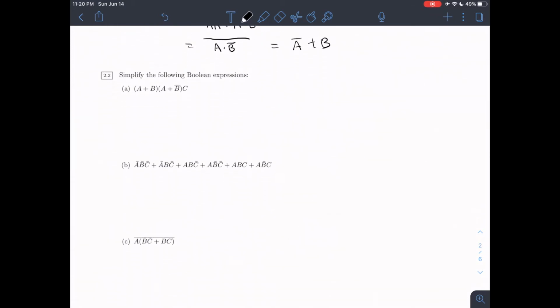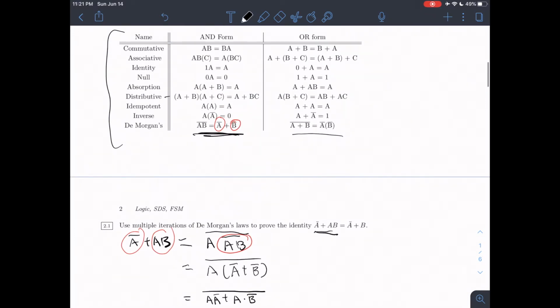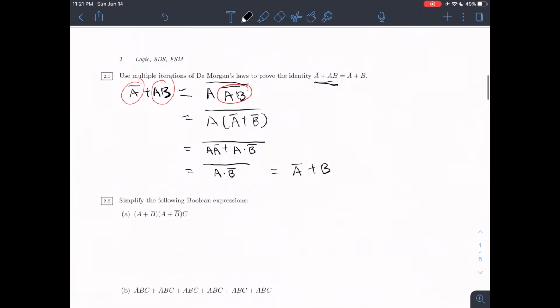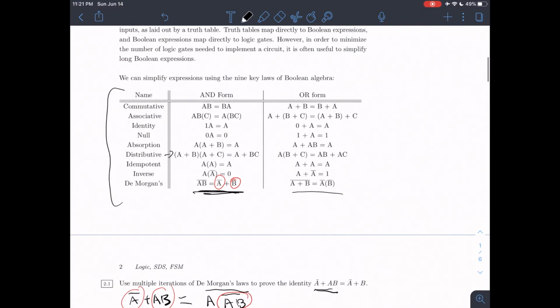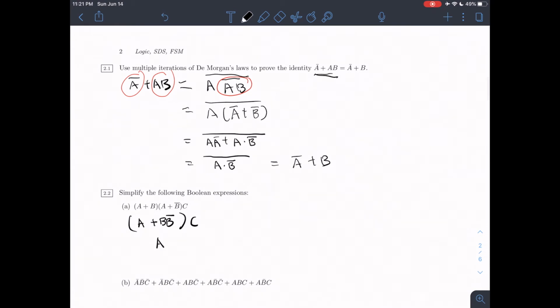2.2. Simplify the following Boolean expressions. Part A. (A or B) and (A or not B and C). So if we multiply this out using the distributive property, A plus B times A plus C is A plus BC. It's going to be A plus B not B, all of that times C. And then we know that B times not B is going to be equal to 0. So we have AC.